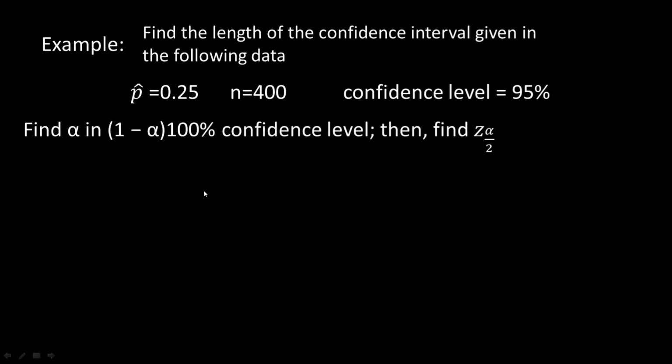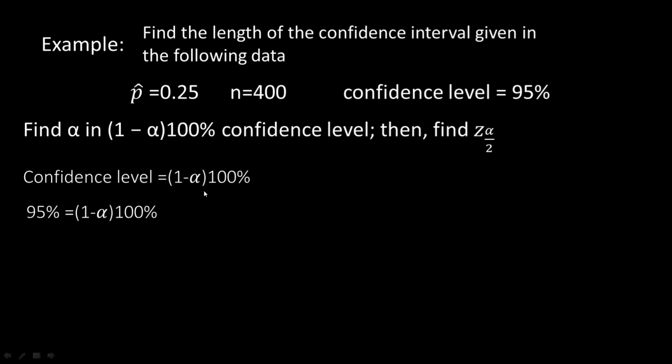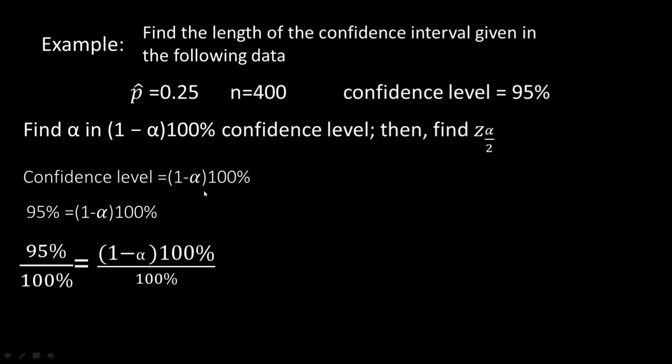So, yung alpha natin is 1 minus the alpha times 100%, which is the confidence level. Then, after natin mahanap yung alpha or the significance level, we'll find the z value. So, confidence level is equal to 1 minus alpha times 100%. So, 95% is equal to 1 minus alpha times 100%. And then, we divide both side by 100%.